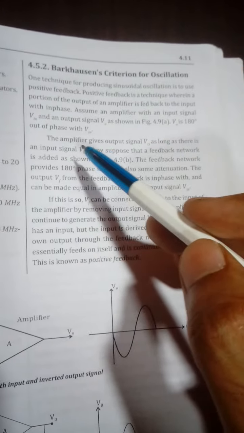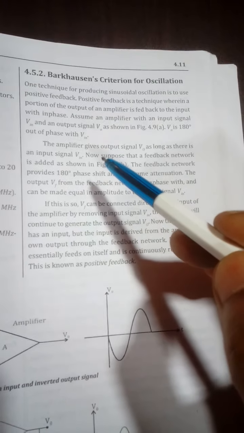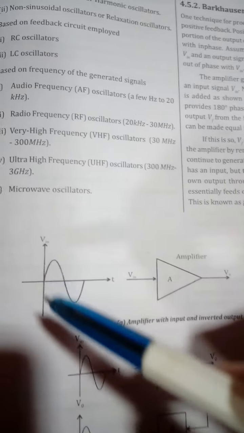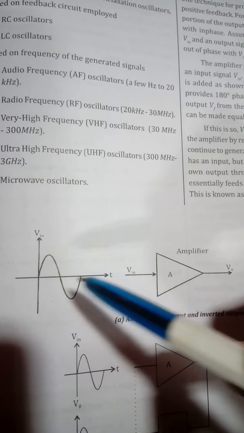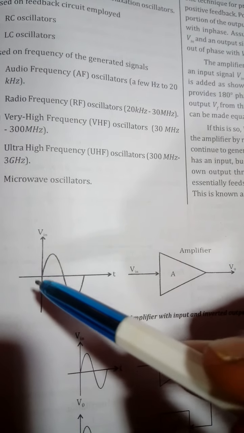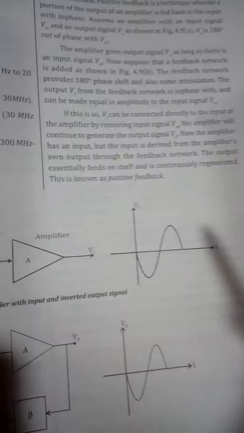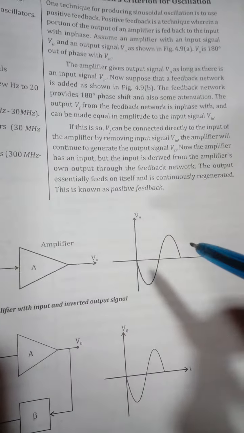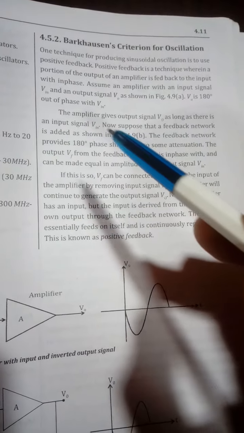The amplifier gives out signal V naught as long as there is an input signal V in. So the output will be present until the input signal is there. You can see the phase going from 0 to 180 degrees, from 0 to pi. So there is a 180 degree phase shift from input to output. The amplifier gives out signal as long as there is an input signal.